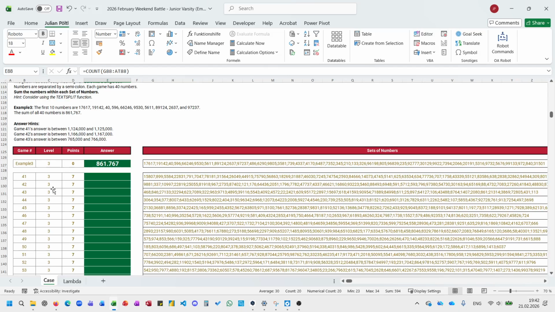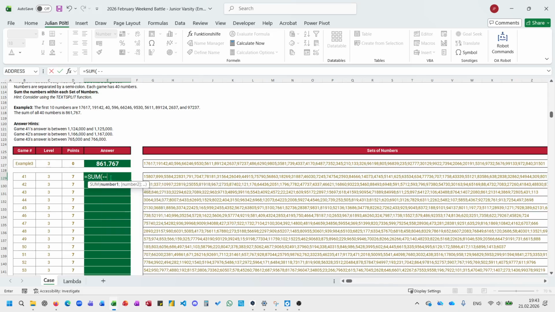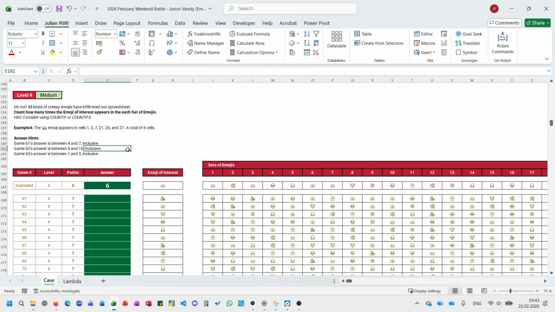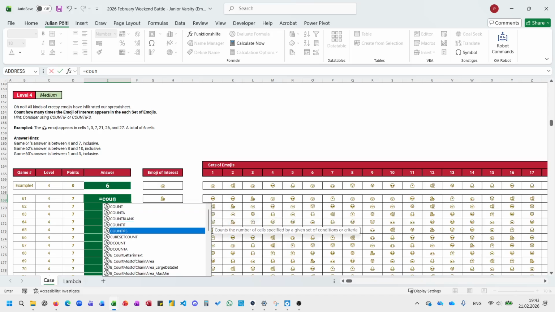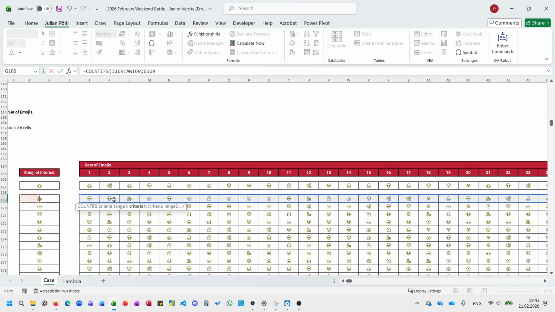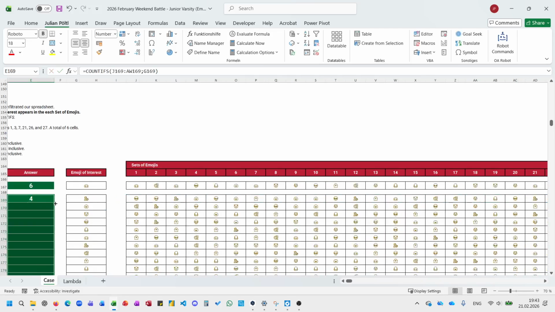Sum the numbers within each set of numbers equals sum minus minus text split. Yes. Sounds good. Looks good. Count how many times, so count if s. Thankfully they don't have merged cells here. They learned from the past.